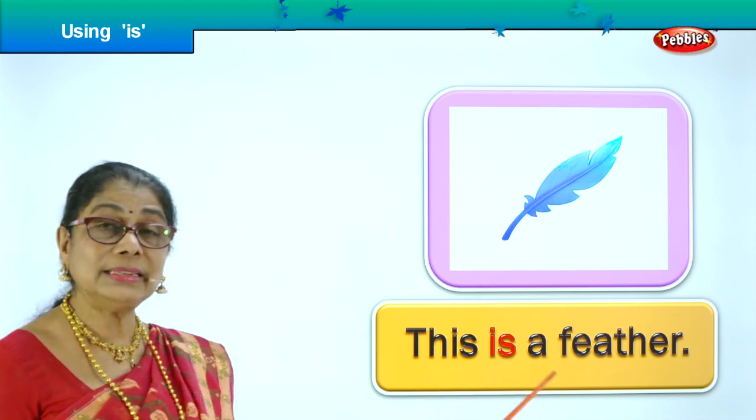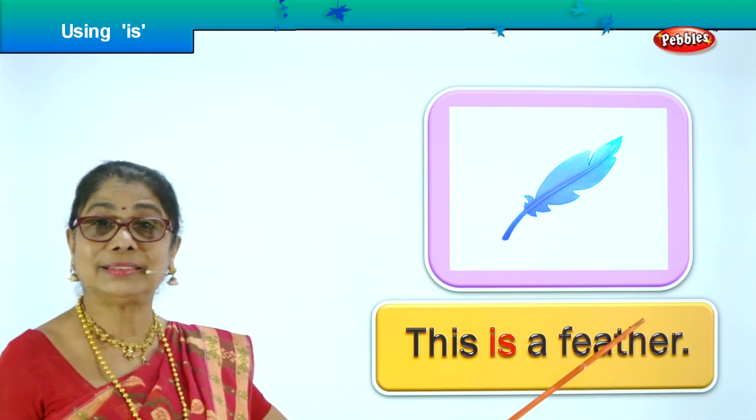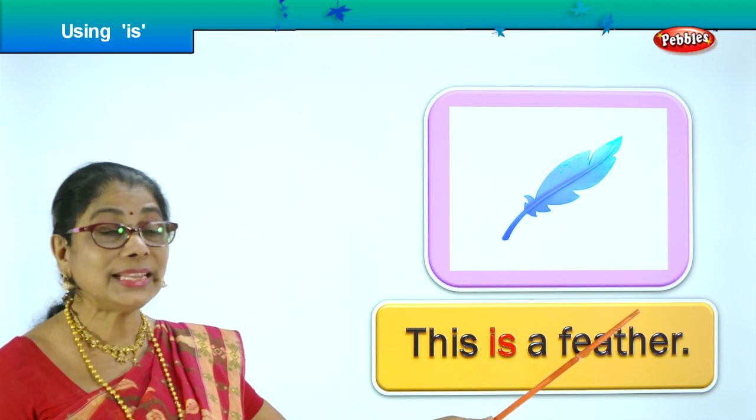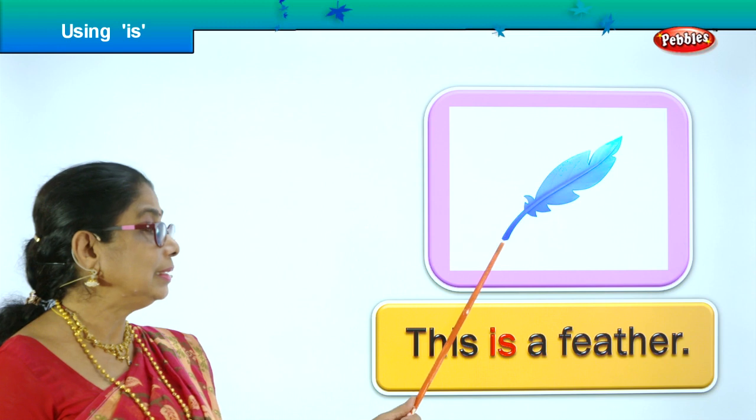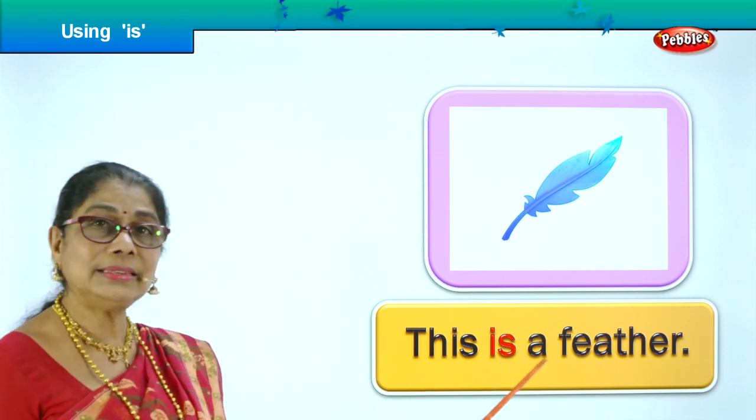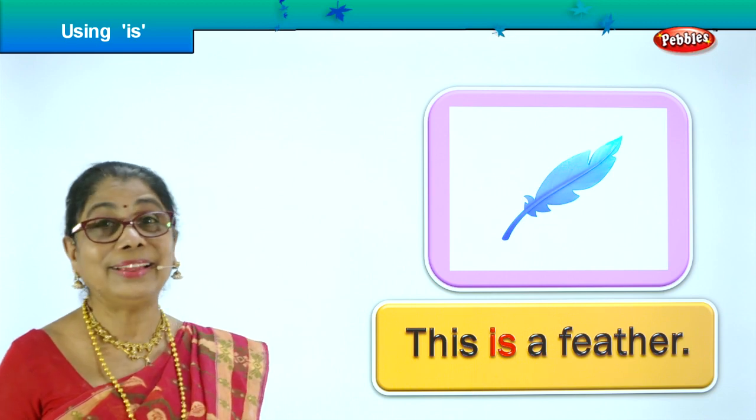What is this? This is a feather. Birds have feathers. When it falls and you see it, you collect them. Birds have feathers. What is this? This is a feather. Use of is in the sentence. Very good.